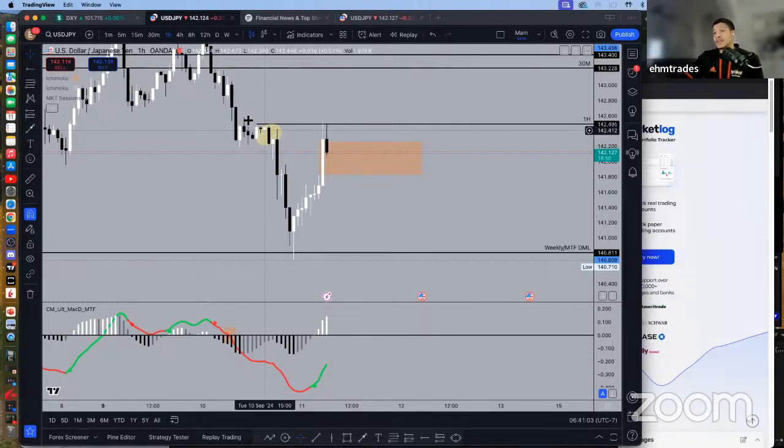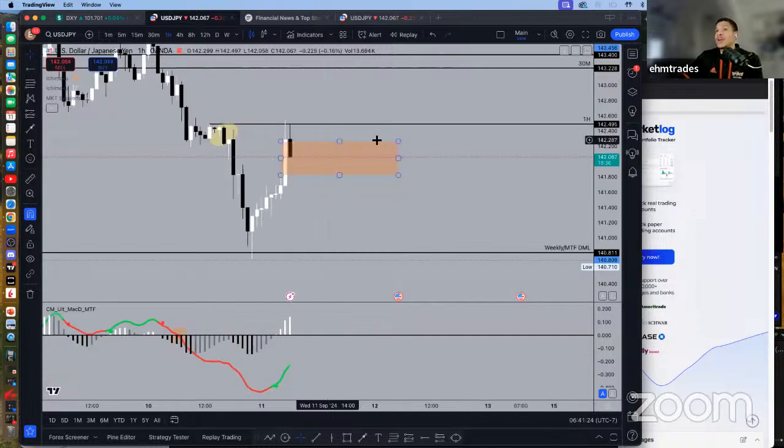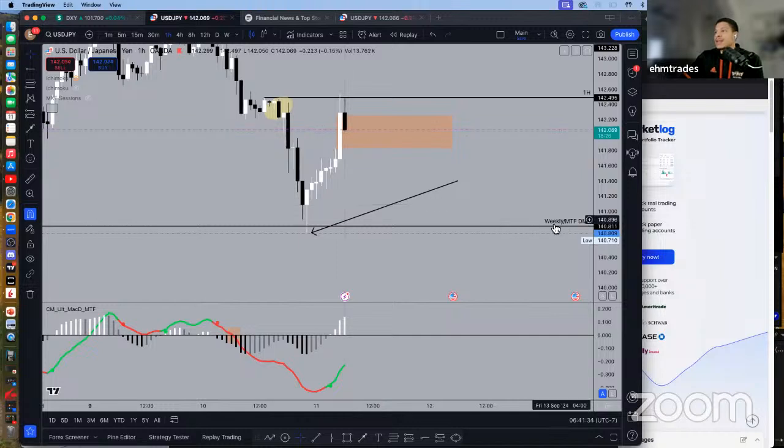But real quick, as we're seeing the respect of this decision making level, I just want us to focus on the three things that we emphasize: decision making levels, inefficiencies in price action, which is my orange box on the chart currently, and liquidity areas. We see all three of those on my chart right now. Let's mark them. First is liquidity. This is a liquidity area, at a strong decision making level in the weekly.